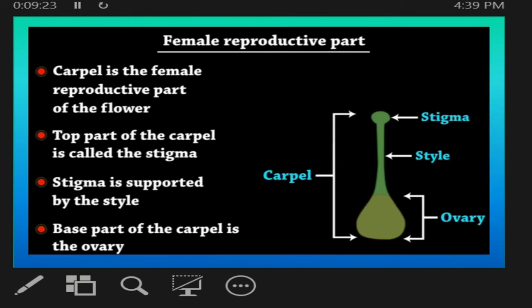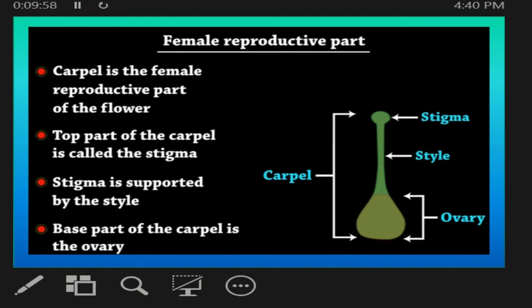For the female reproductive part, we have the carpel or the pistil. It is the female reproductive part of the flower. The top part of the carpel is called the stigma. The stigma is a swollen structure at the end of the style. The stigma is supported by the style. The style is a stalk that connects the stigma to the ovary, tall enough to trap the pollen grains.